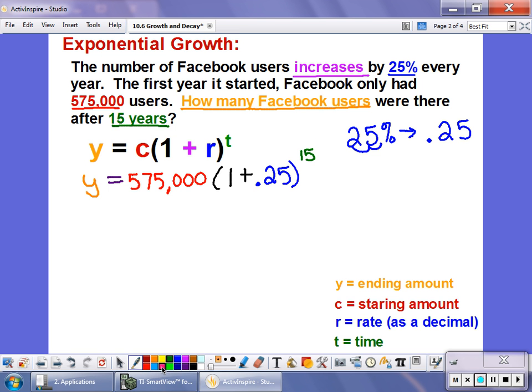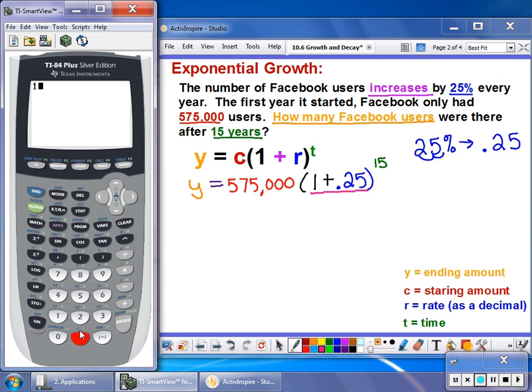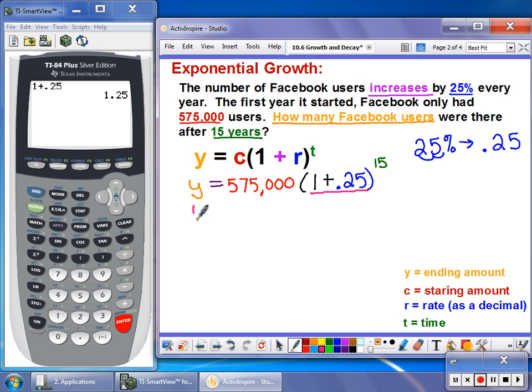Now once I've made all of my substitutions, this is strictly order of operations. And the good news is we can let our calculator do all the hard work for us. So step by step, first things first, we're going to add. 1 plus 0.25. That's going to equal 1.25, which you probably could have done in your head, but no worries. The second thing I'm going to do is raise this to the 15th power.